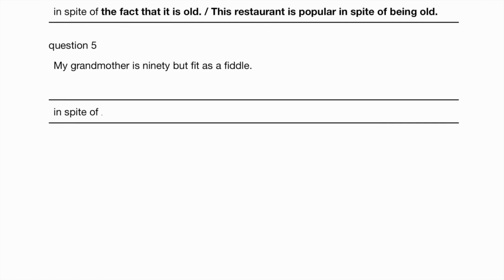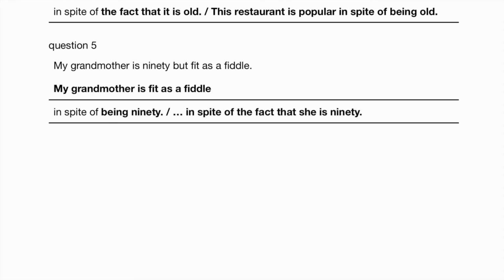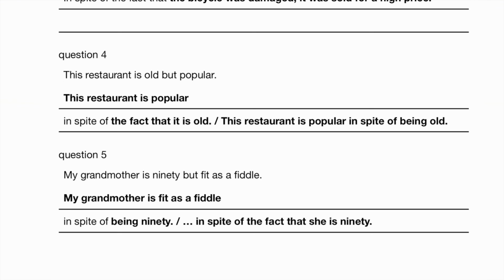My grandmother is 90 but fit as a fiddle, so she's still very healthy. Okay, my grandmother is fit as a fiddle in spite of being 90, or in spite of the fact that she is 90. So that's it, the end of despite and in spite of and although.